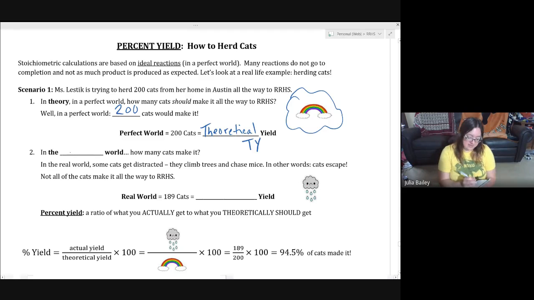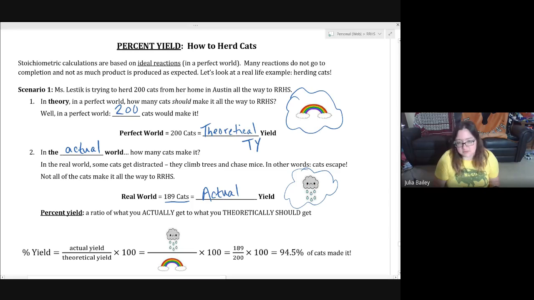But in the actual world, how many cats would make it? Well, in the real world, some cats are going to get distracted. They're going to climb trees and chase mice and squirrels. And maybe horrible things will happen to them that we're not going to think about. But cats are going to escape in the real world. Not all 200 cats are going to make it to Round Rock High School. So maybe only 189 cats make it. That would be called your actual yield, your actual real world sad rain cloud yield, the amount you actually get.